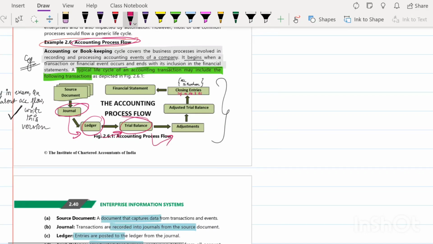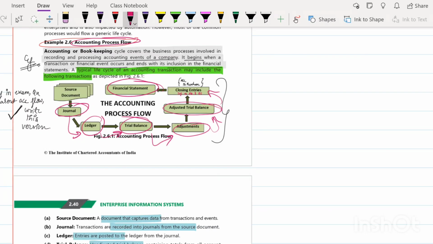After that, if there are any adjustments to be made in the trial balance, you'll make them and you'll get the adjusted trial balance. Then after that, you'll post closing entries from the trial balance. That is, from that trial balance, whether a particular item should go to P&L or to the balance sheet, depending on that, you will pass a few closing entries. Then finally, you will get your financial statements. So this is your total accounting flow.